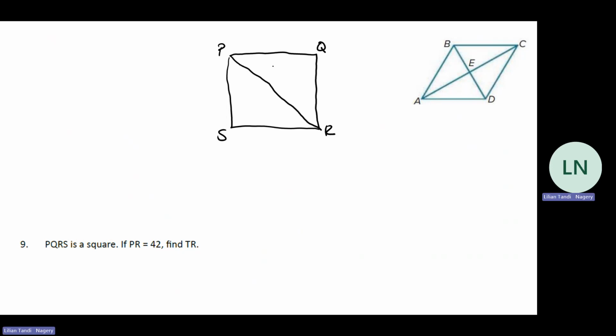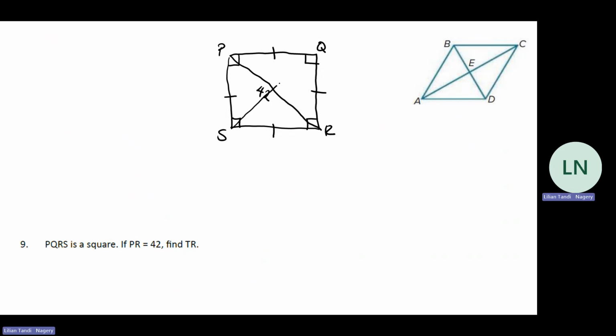So what do we know about a square? This side is equal to that side, which is equal to this side and equal to that side. This is 90, this is 90, this is 90, this is 90. And we've been told PR is 42. Find TR.